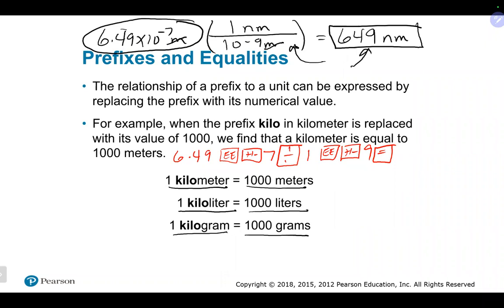Now, sometimes people want to convert from one prefix to the next. And, you know, there is like a song. Yes.